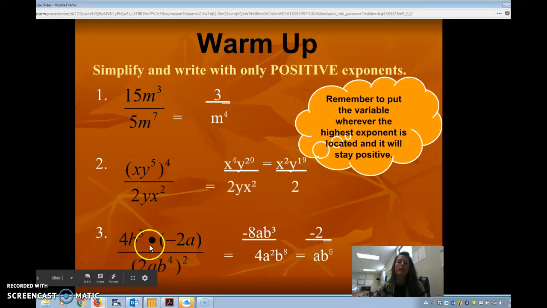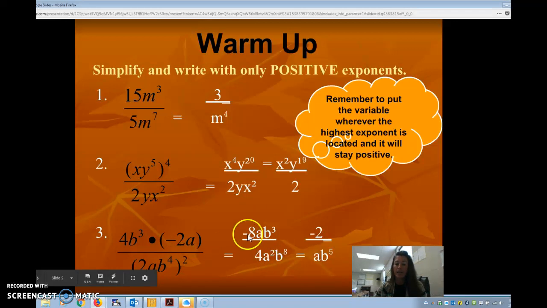Number 3, multiply your numerator. 4 times negative 2 is negative 8. Put your a, b cubed, because you can't actually add those exponents. They're different variables. Now on the denominator, you got to distribute the 2. So that would be 2. And then 1, there's an exponent of 1 times 2 is 2. So 2 squared, which is 4. And then a, 1 times 2 is 2. And then b, 4 times 2 is 8.